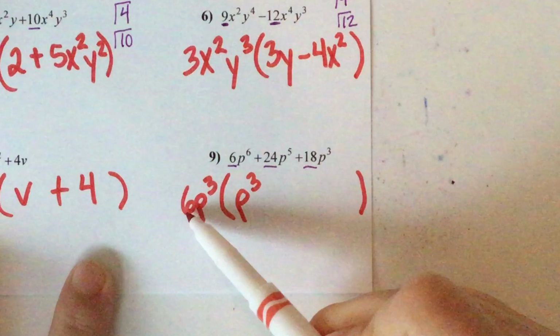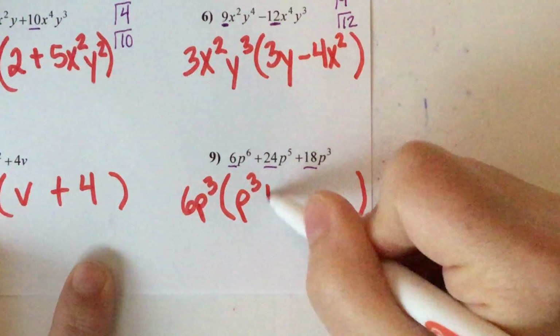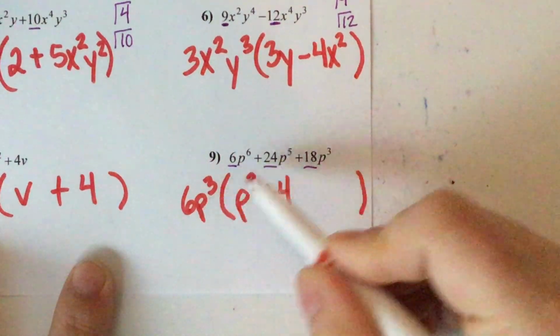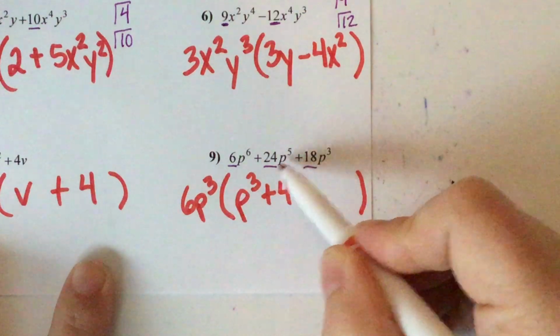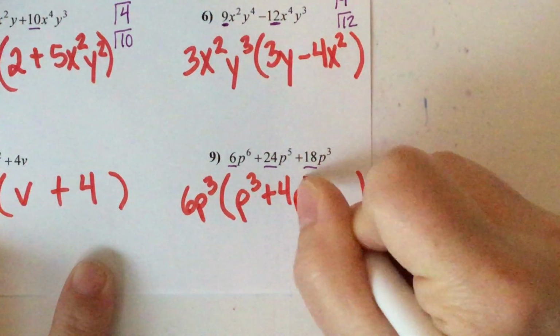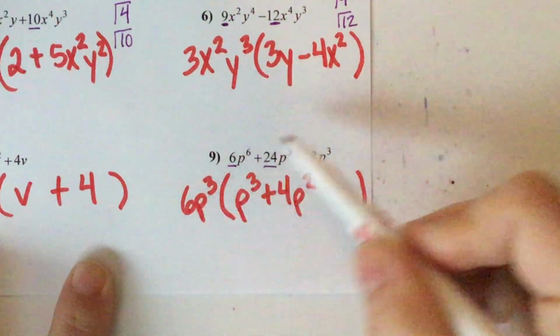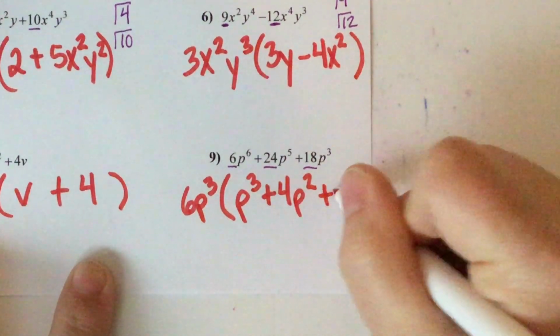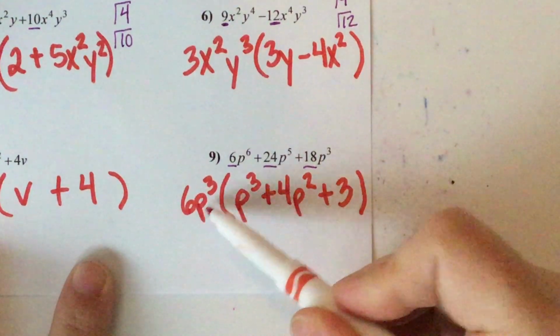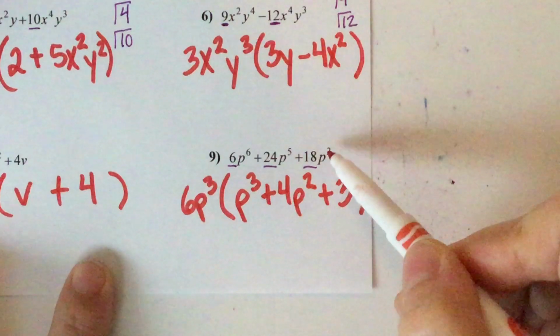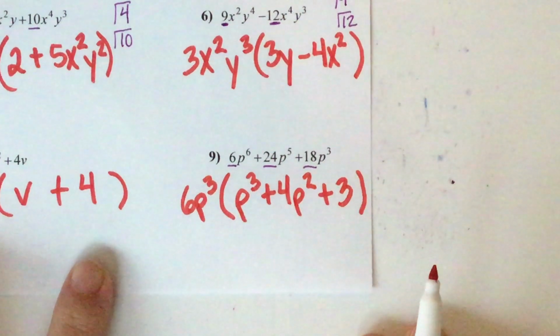Okay, 6 times what is 24? 4. Now, are your p's a match or do you need more? You need 2 more. Okay, 6 times what is 18? 3. Now, are your p's a match or do you need more? They're a match. So that's our answer.